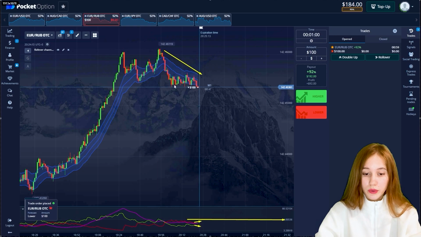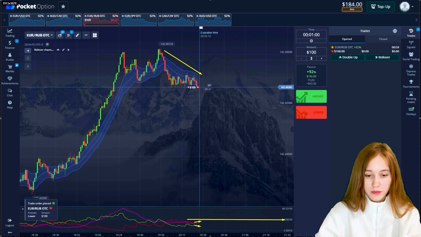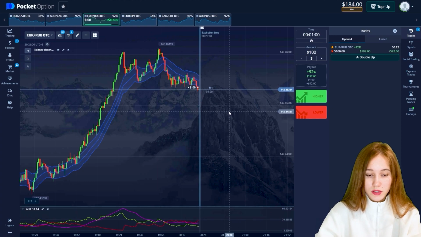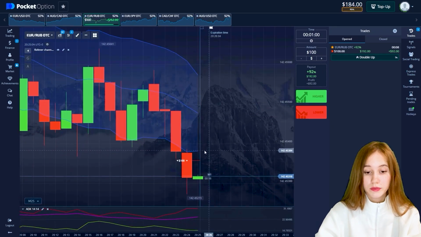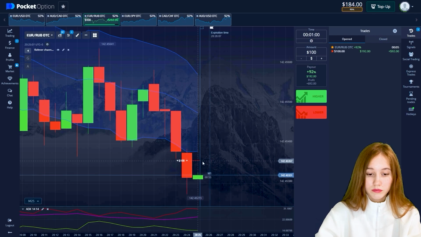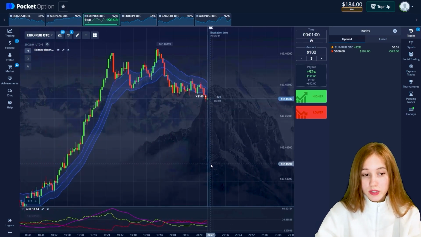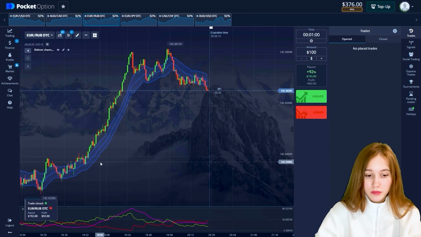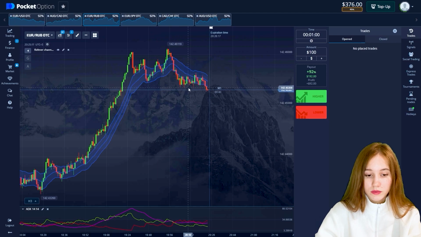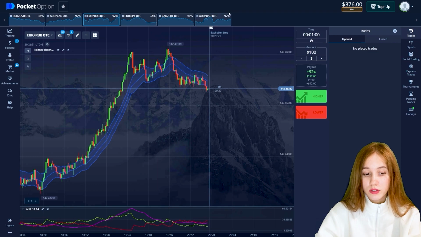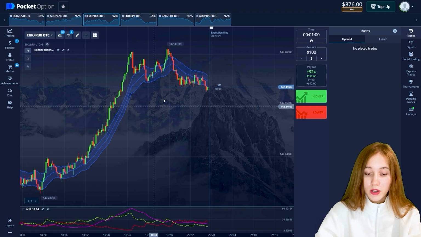Intensity is very low. 10 seconds left until the end of our deal. At this moment, let's hit to make it more clear. 2 seconds. Plus deal. Profit is $92. And the chart continues to go down, although there's a possibility that it will return to this consolidation again. $376.